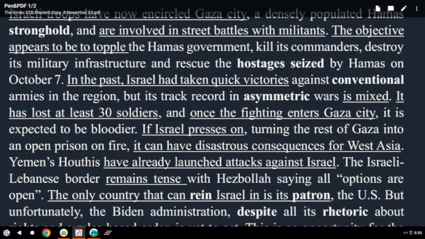The objective appears to be to topple the Hamas government. Topple means what? Are you guys here? The objective appears to be to topple the Hamas government. Topple means to remove from power. Please write. Remove from power.